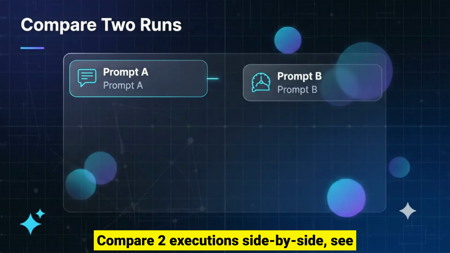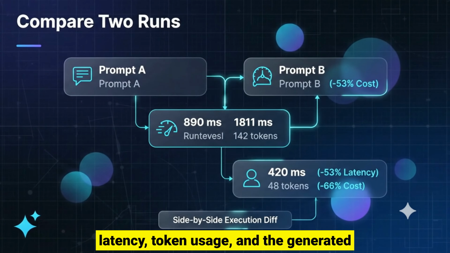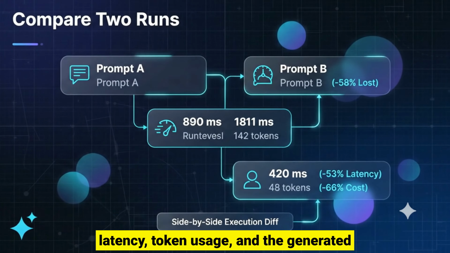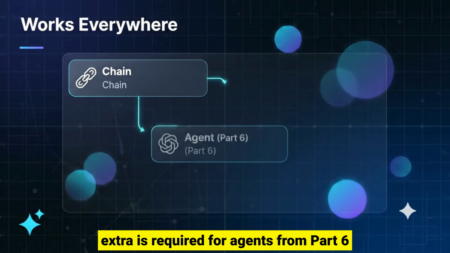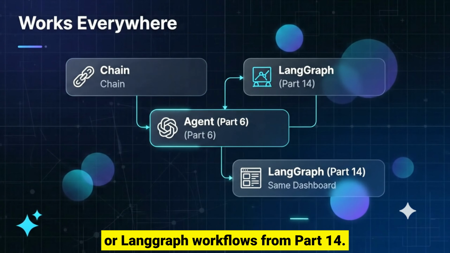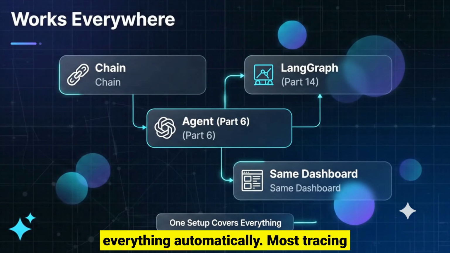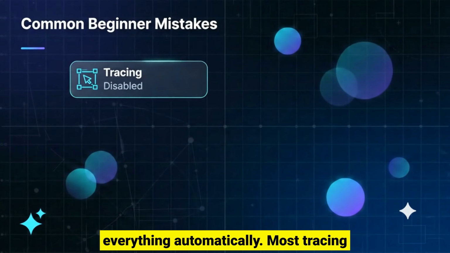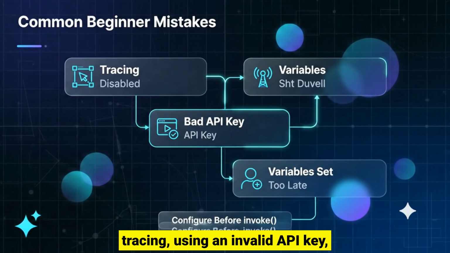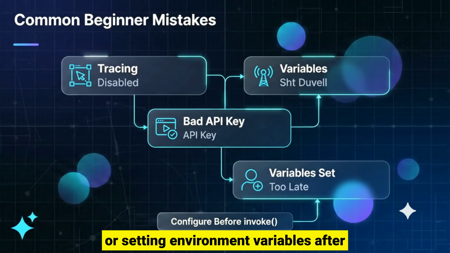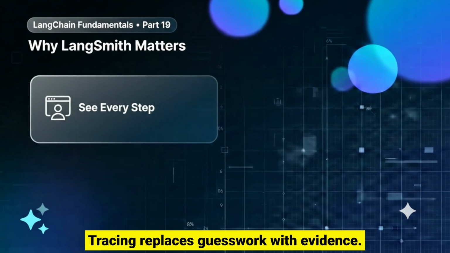Compare 2 executions side by side. See exactly how prompt changes affected latency, token usage, and the generated output. Nothing extra is required for agents from Part 6 or LangGraph workflows from Part 14. The same tracing setup captures everything automatically. Most tracing issues come from forgetting to enable tracing, using an invalid API key, or setting environment variables after the chain's already started. Tracing replaces guesswork with evidence.